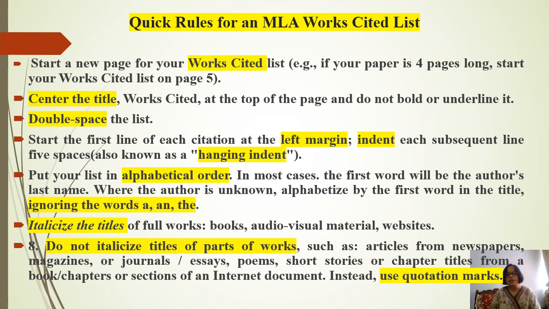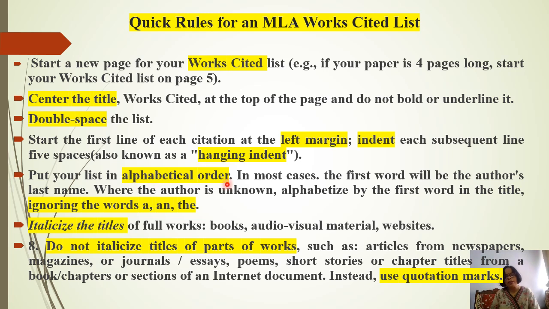Then double space the list. From the Works Cited title to the first entry there will be double spacing, within the entries there will be double spacing, and between the entries there will be double spacing. Start the first line of each citation at the left margin, and each subsequent line is going to be indented, which is also known as a hanging indent. We have to leave 5 spaces and then start the subsequent line.